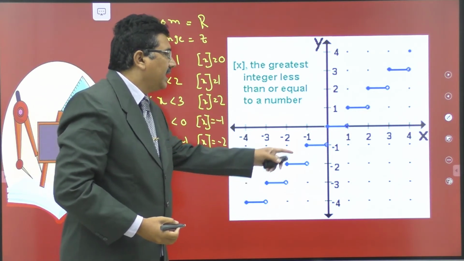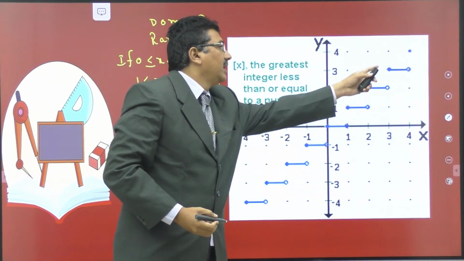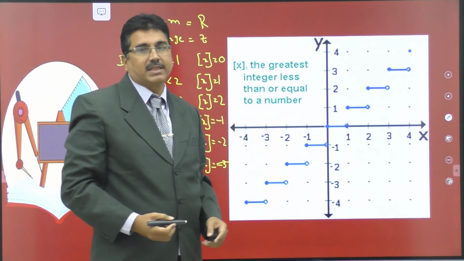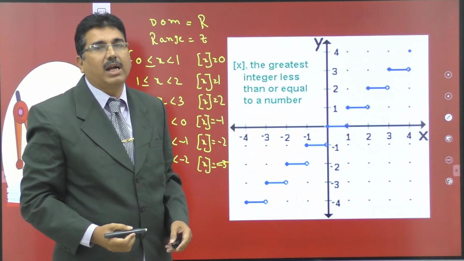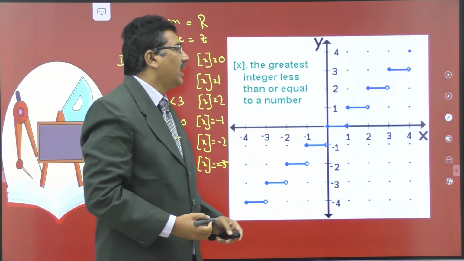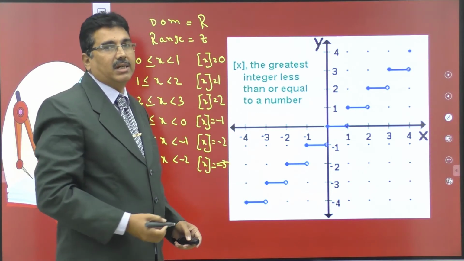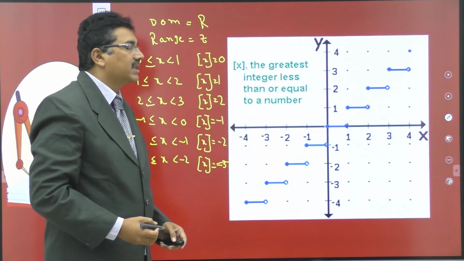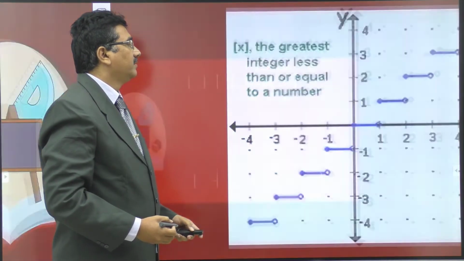See the graph, observe that these are steps. So this function is also called a step function. Right, this is the graph of the step function, or the greatest integer function.